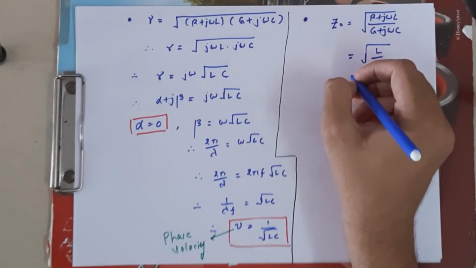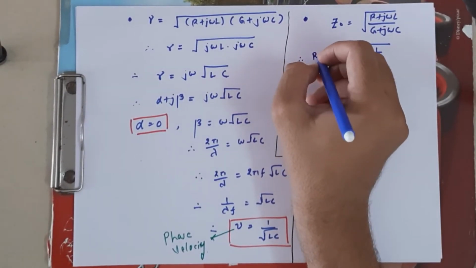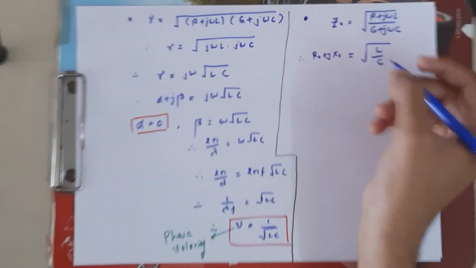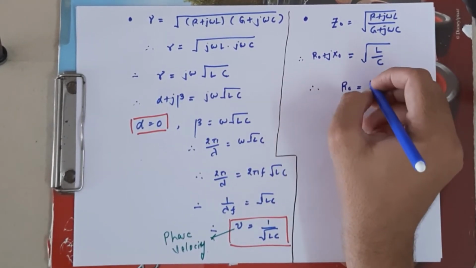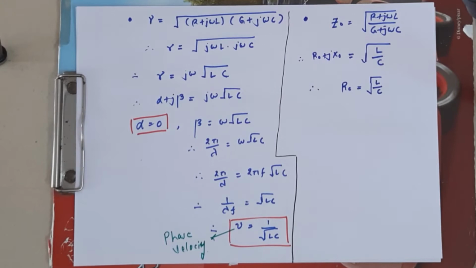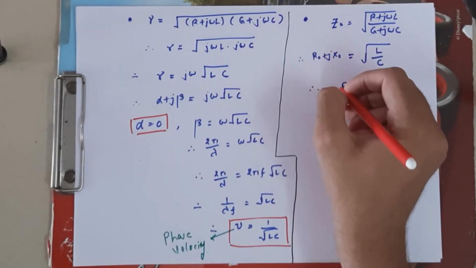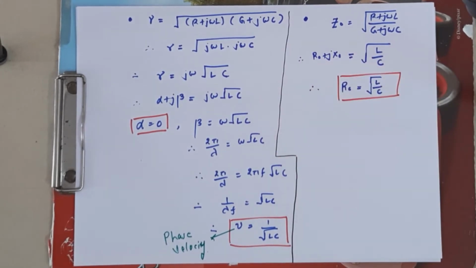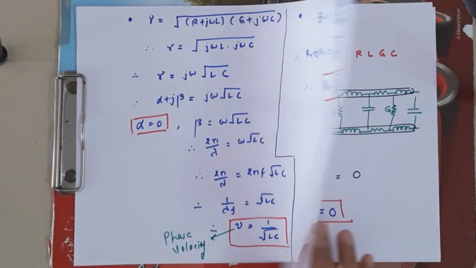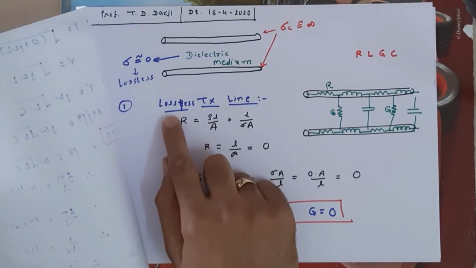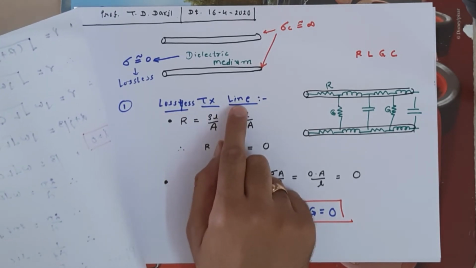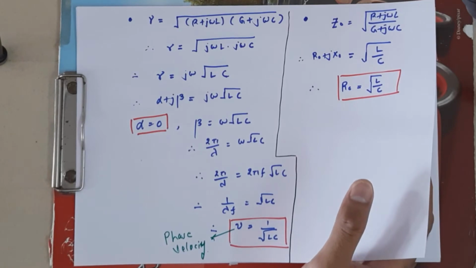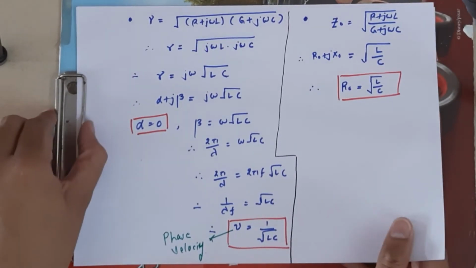Okay, so this Z0 has two parts, real part and imaginary part. So imaginary value is 0. So only real part is present, which is under root of L by C. Okay, so these are the equations for transmission line. But which type of transmission line? The transmission line should be a lossless transmission line. Clear? So next we discuss distortionless transmission line.